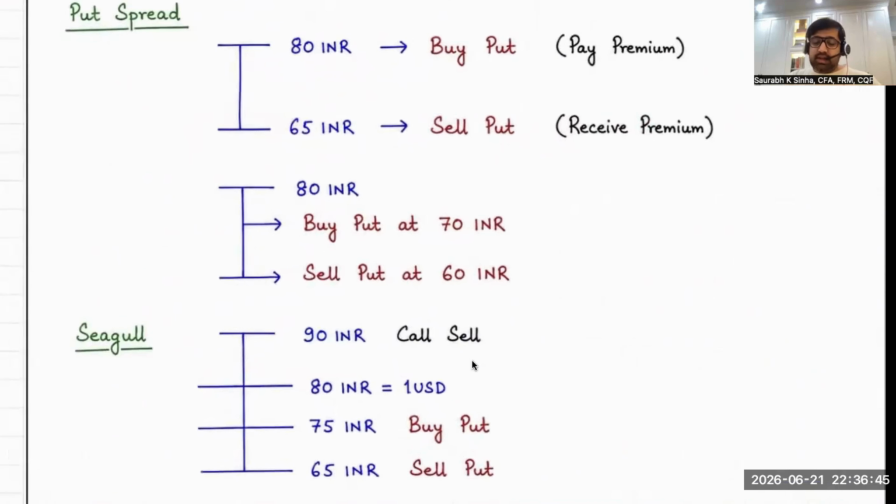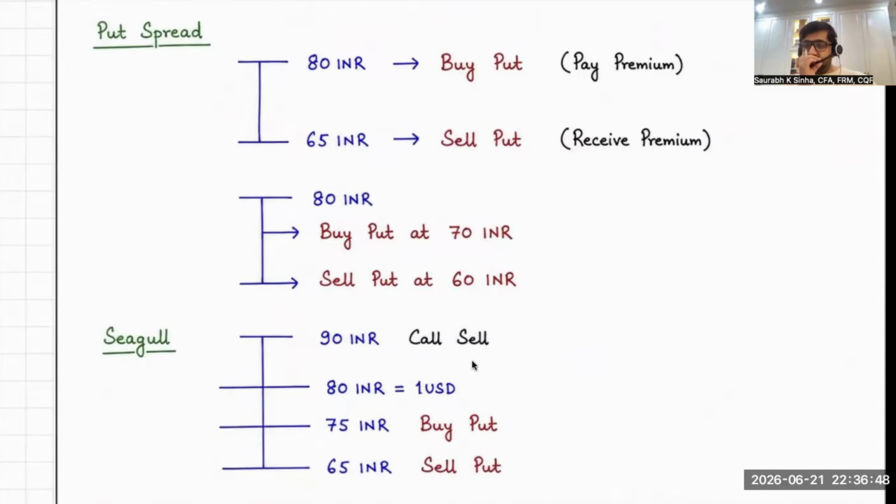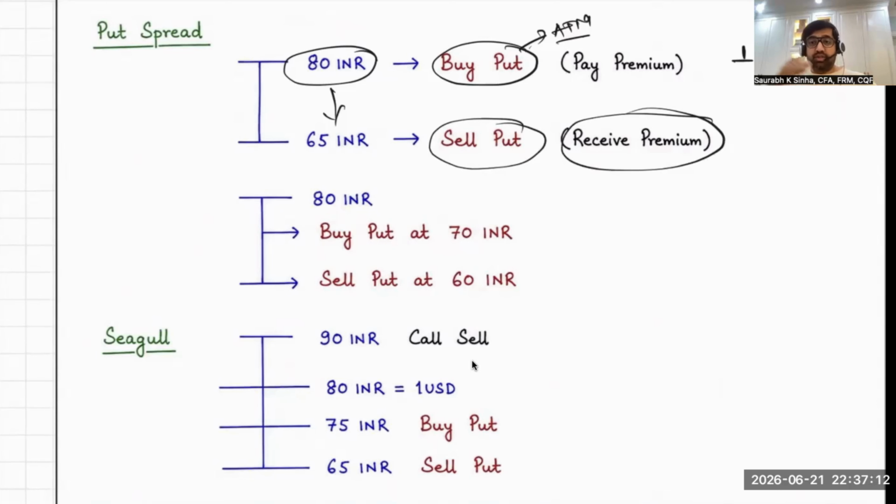Now, what is next? Next is a simple put spread. A simple put spread is saying that, okay, currently 1 USD is equal to 80 INR, and you're afraid that it will fall to 79, 78, 77, 76. Go and buy a put, which is an at the money put. But you know that it will not decrease beyond 65 INR. So sell a put and receive a premium because you're selling a put. You're not buying a put. So you'll receive a premium. Say here the premium was 10 INR. Here the premium would be like, say, 3 INR. So the net cost would be only 7 INR.